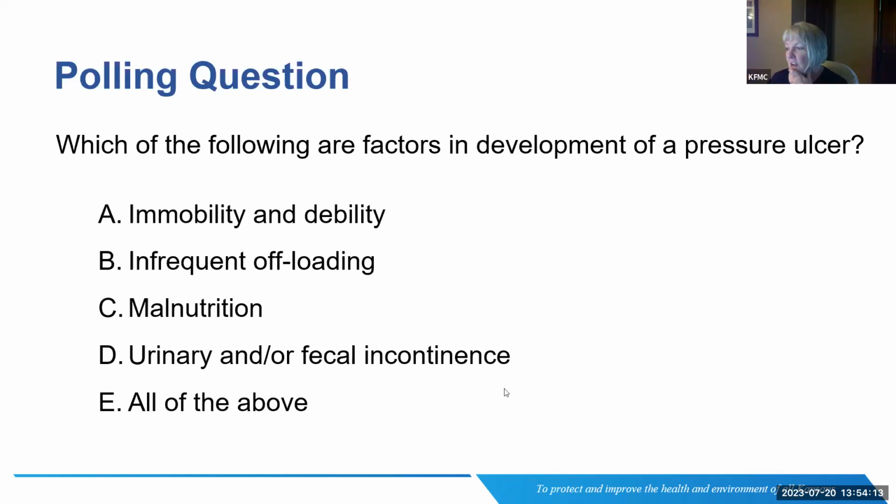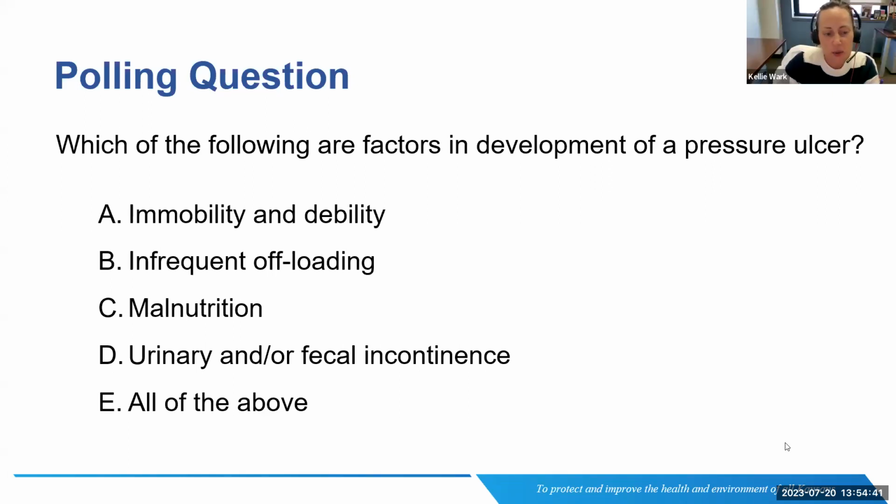We have an E in the chat as well. Yeah, I was making sure I didn't have any unanswered chat questions here. We're at 64 responses, and it's overwhelmingly E.